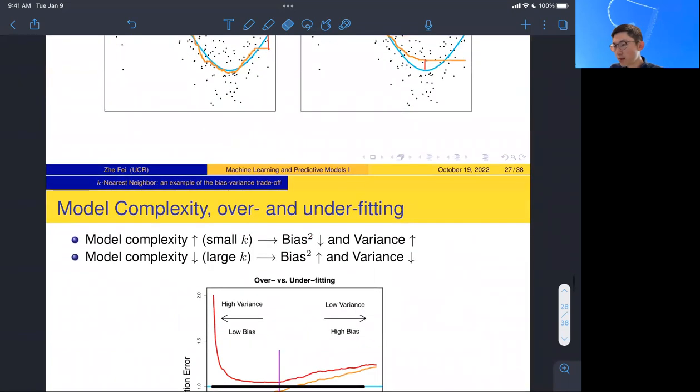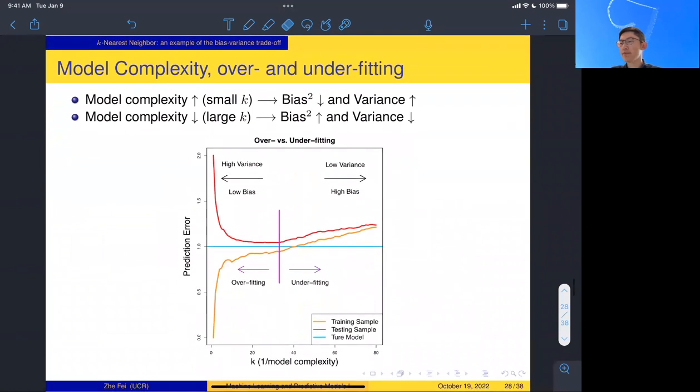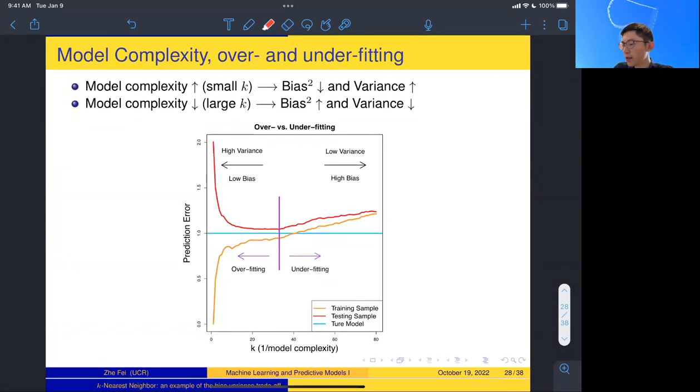So to summarize here, we see that in this case, k is inversely associated with the model complexity. How do we think of this, right?